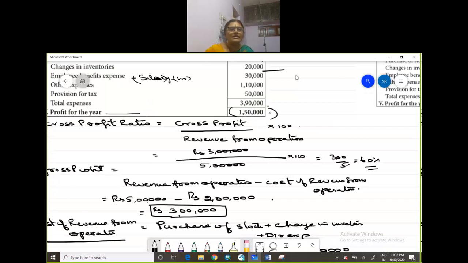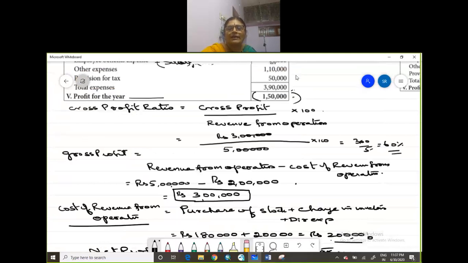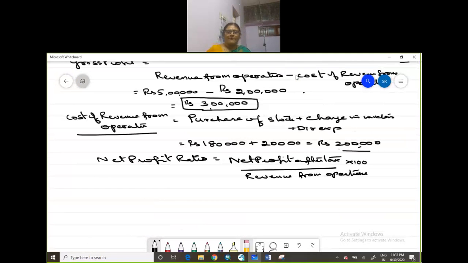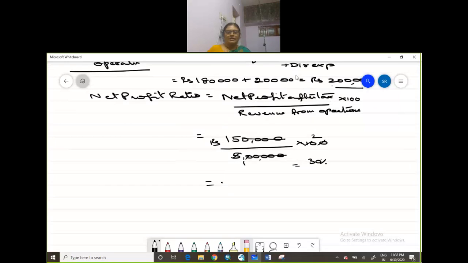Revenue from operations is already there in the problem. So that is 5 lakhs. So 1,50,000 is your net profit, divided by revenue from operations, 5 lakhs, into 100. So 4 zeros cancel. Then 5 will go here once, 5 will go here thrice. So you have 30%. So your net profit ratio is 30%. Fine. I hope you understood the problem.